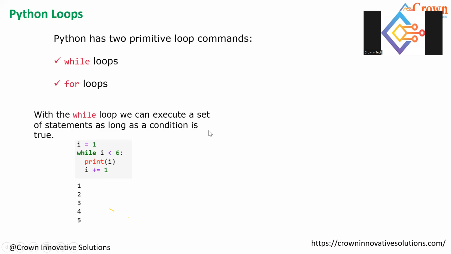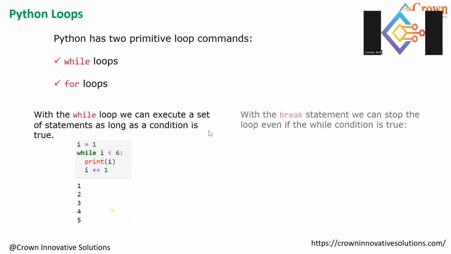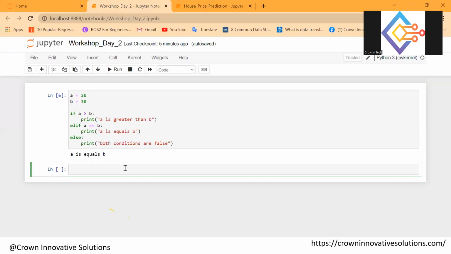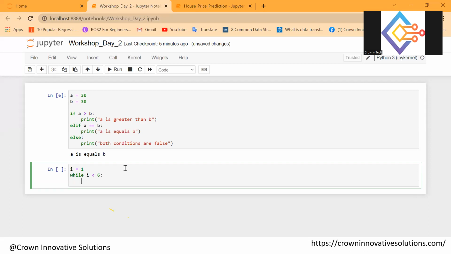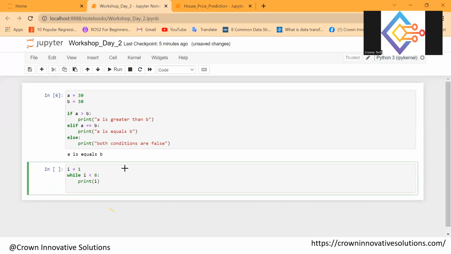Now we'll work on that. First, I'll create a variable named i equals 1. Next, for the while condition, I'll write i is less than 6. Then only we'll print the values. It will give you 1, 2, 3, 4, 5 only. Print i.